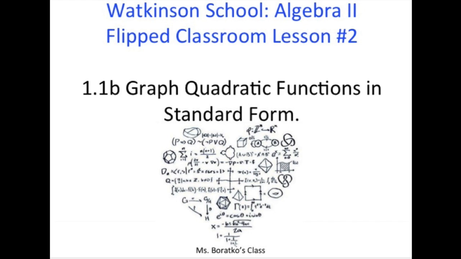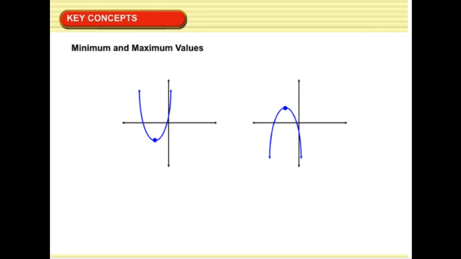Today we're talking about section 1.1, the second half. We're going to call it part B, graphing quadratic functions in standard form. As a warm-up exercise on the top of your paper, you need to graph the functions, label the vertex, and the axis of symmetry. So please take a second before you start the video and do those two problems. There are two graphs there. Once you're set with your warm-up, we're going to move into the key concepts.